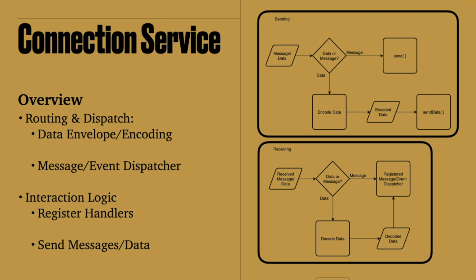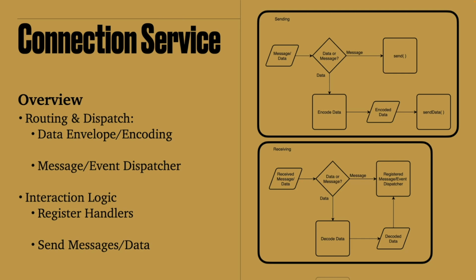And with the basics put together and out of the way now, we can start to put together our connection service that we can use to pass data between the watch and the phone, and probably just about any project that we might need to. So we're going to talk about the routing dispatch, how we encode things, and how we set up our event dispatcher, and then also how the interaction logic works, where we register our event handlers, and also where we can send messages and data from.